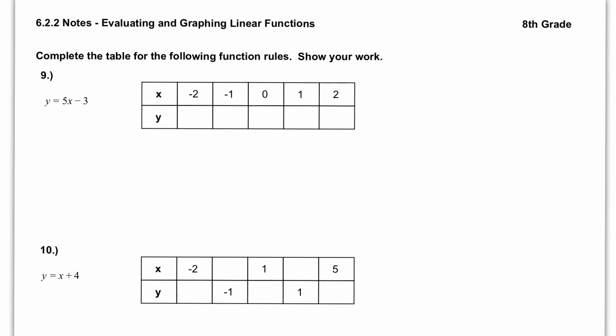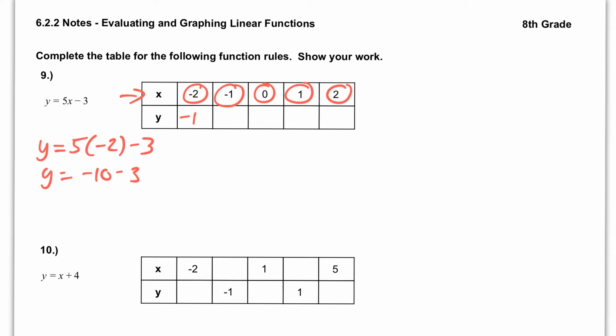Taking a look at the last two problems here in our notes, 9 and 10, it says complete the table for the following function rules, making sure we show our work. So this is pretty much what we did on the front side. If we want to complete this table in number 9, we're plugging these values into our function for x. So if we plug in negative 2 for x, we get y is equal to 5 times negative 2 minus 3, which is negative 10 minus 3, or negative 13.